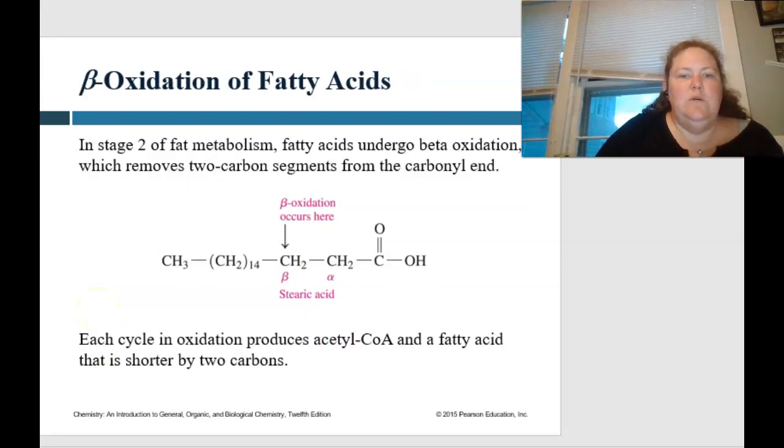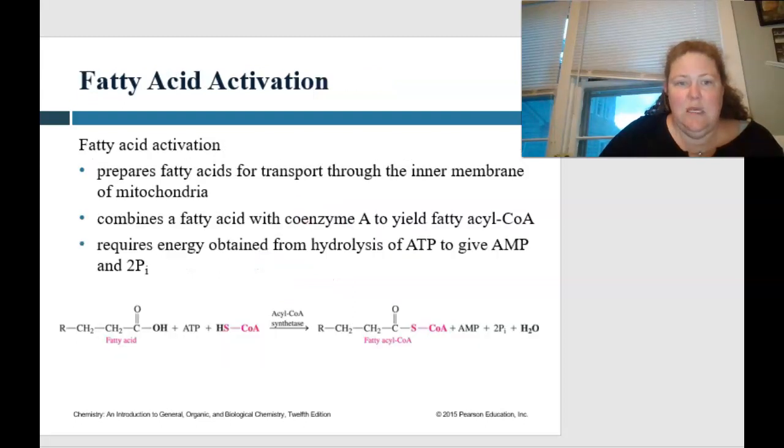All right, so in stage 2 of fat metabolism, fatty acids undergo beta oxidation, and this removes 2 carbon segments from the carboxyl end. So each cycle in oxidation produces acetyl-CoA and a fatty acid that's shorter by 2 carbons.